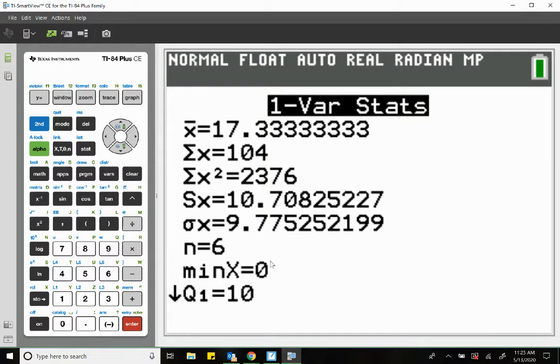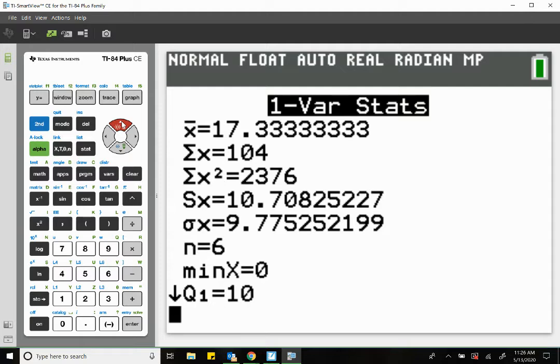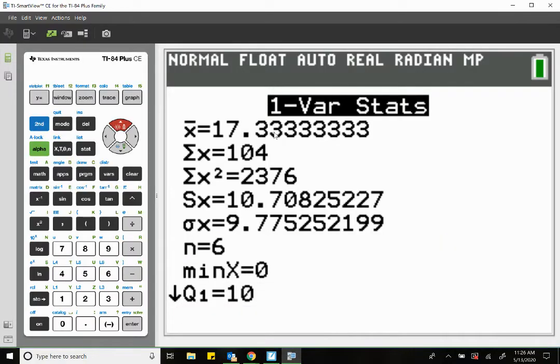Okay. The minimum value was X, so that's our smallest data entry. Tells you things about quartiles, the median, and quartile 3. This is all stuff pertaining to section 3.3. And then there's our max value, which was 30. Okay? So lots of cool information in here that our calculator gives us. And again, our question said, what's the mean rounded to the nearest tenth? Okay? So to the nearest tenth, that means that we have a mean of 17.3 paid vacation days.